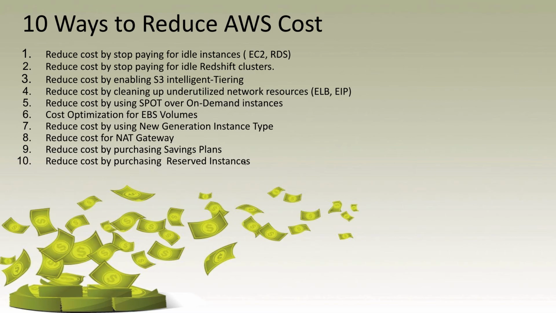Next way to reduce your cost is by using the savings plans. So a savings plan is another great way to reduce your AWS cost. In that, you make a commitment to spend a specific dollar amount per hour on your compute resources for a period of maybe 1 year or 3 years.